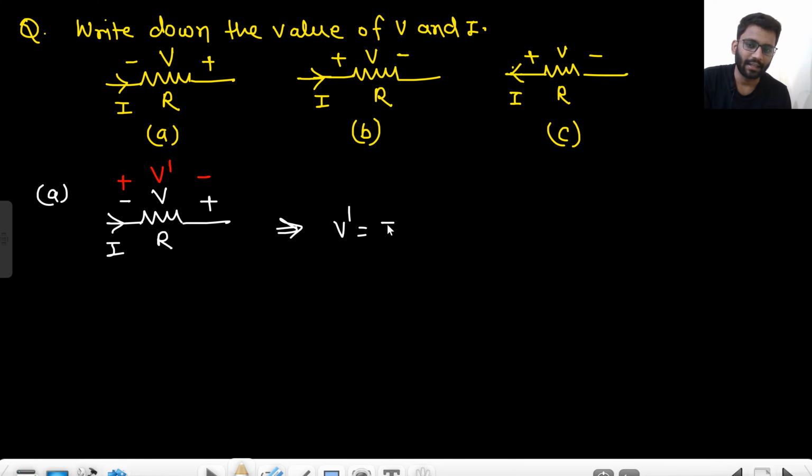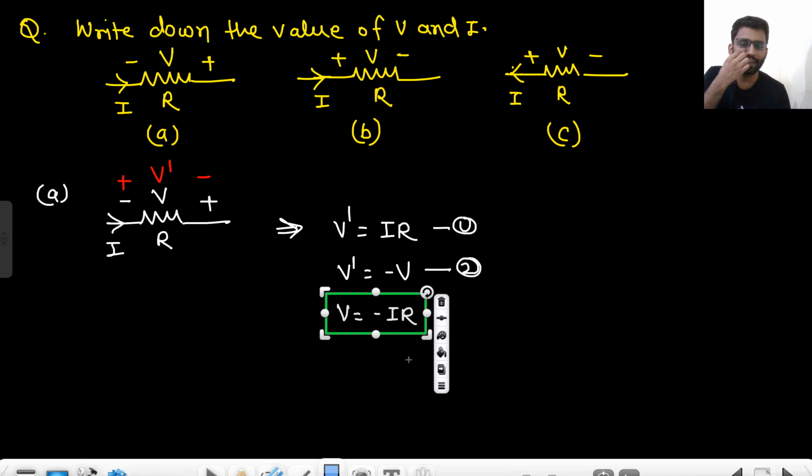V dash is equal to I into R, since the current is flowing from high to low potential. Now what is V dash? Positive is here, negative is here. So V dash is equal to minus V. So basically V is equal to minus IR. This is equation 1.